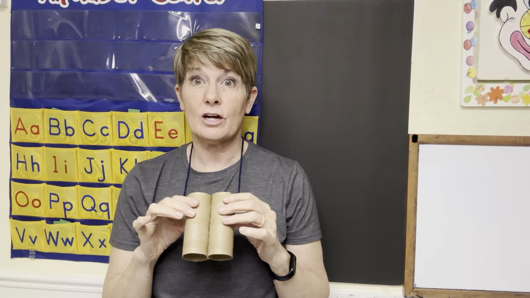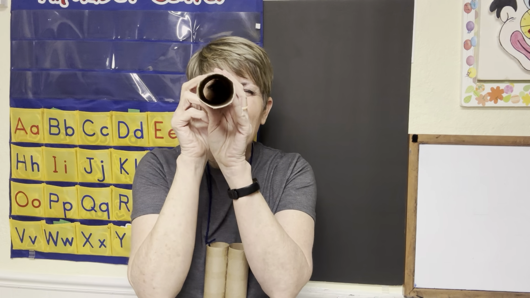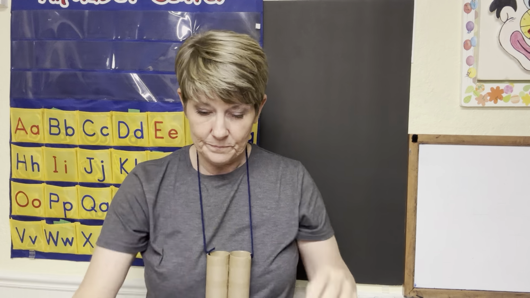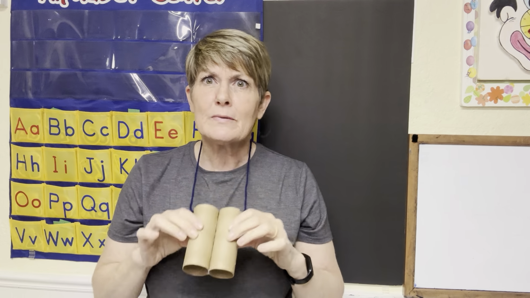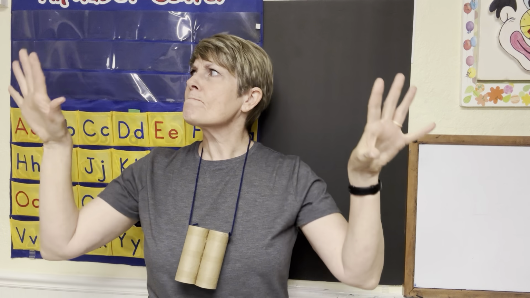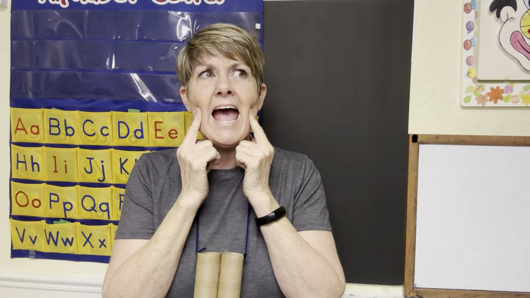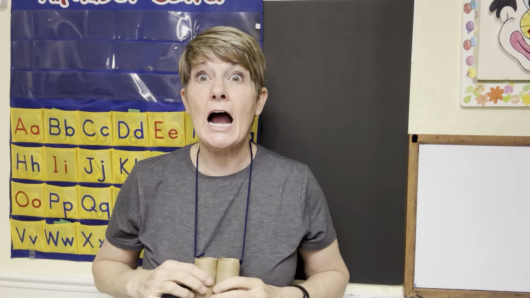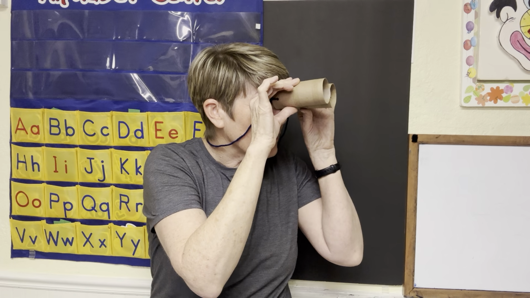Now I have some binoculars right here. If you don't have binoculars and you have a telescope, that's okay too. Or you can use your binoculars. Let's see. Look around where you're sitting. Can you spy with your little eyes something red? See if you can find something red.